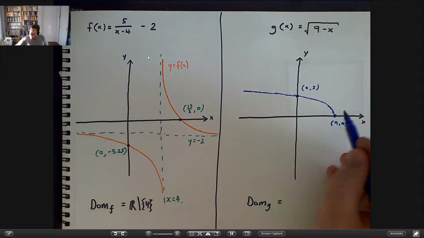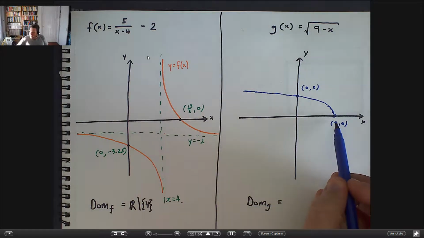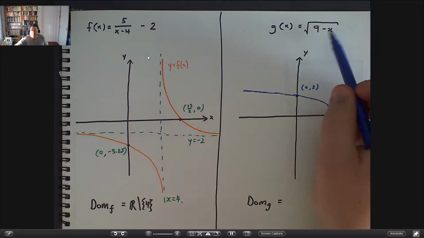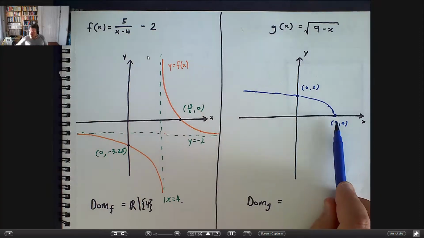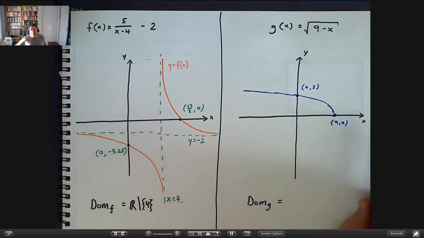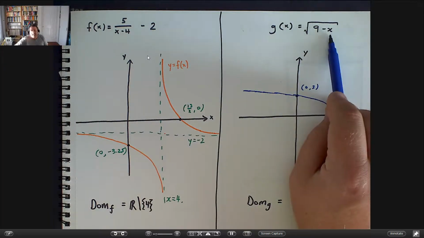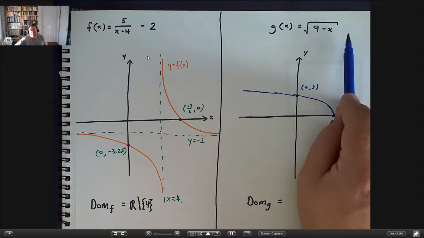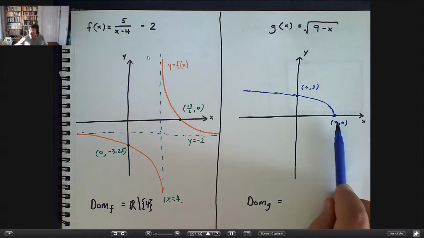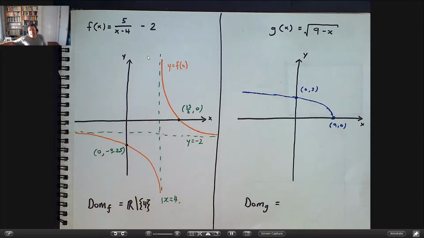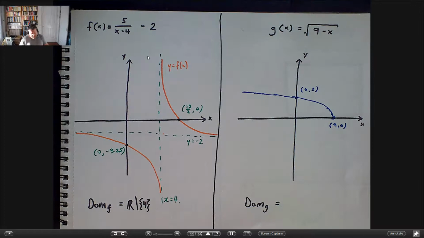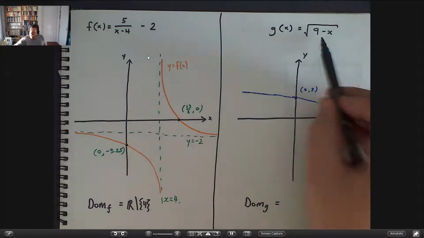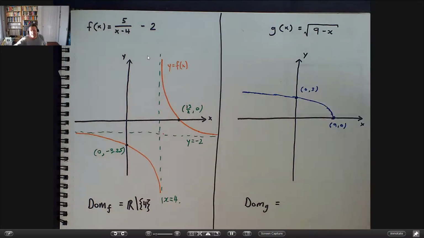Now this point here is included because we can take the square root of 0. But notice we can't plug in any x values any bigger than 9. If I plug in x equals 10 here, I get 9 minus 10. I'm trying to take the square root of -1. It's not going to work. And in fact, if I go anywhere past 9, none of those values are going to work. So the maximal domain for this function is that I can go anywhere up to 9, but I can't go any bigger.